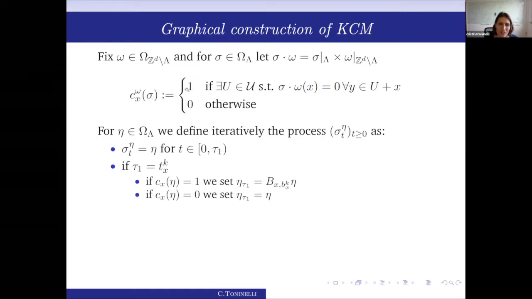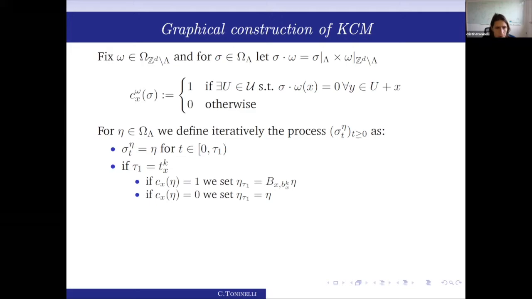So Cx of eta is a function which equals 1 or 0. It equals 1 if, let me say it in words, the constraint that you have chosen to construct your KCM is satisfied. For example, if you are choosing the FA two model, this Cx equals 1 if there are at least 2 empty nearest neighbors. In the general framework, Cx is equal to 1 in configuration sigma if there exists at least one set in your update family such that the configuration is equal to 0 on all the sites of this set in the update family translated at x.